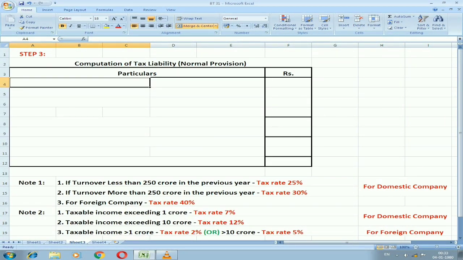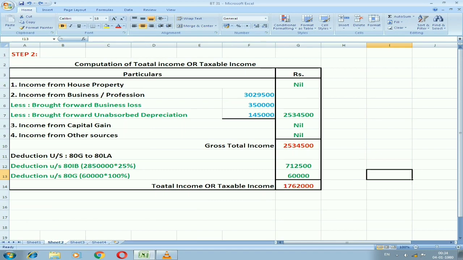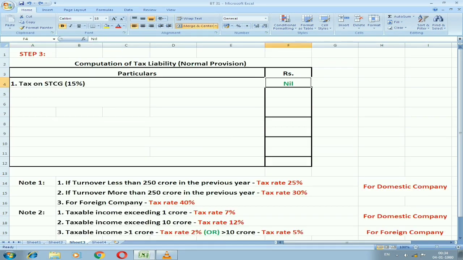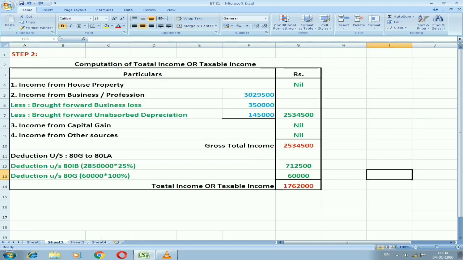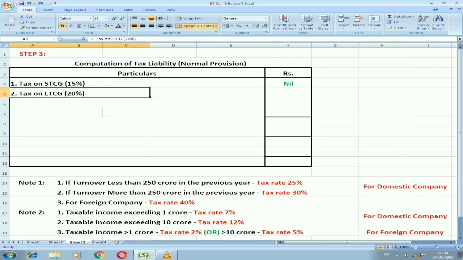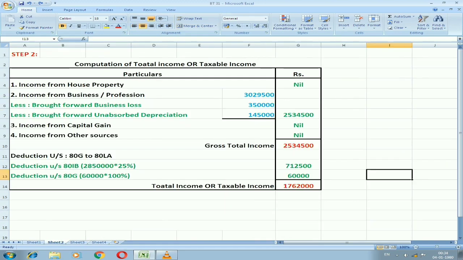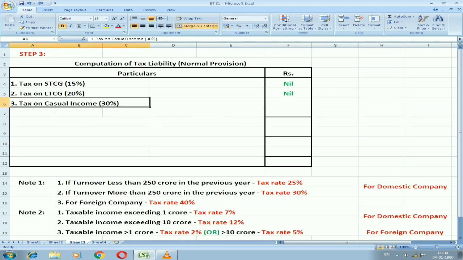Let us go with the third step, computation of tax liability, which is under normal provision. First, we always start with short-term capital gain, which is 15%. This we are supposed to check in the second step what we have done. Here income from capital gains, it is nil. We don't have any capital gains, so then we can consider it as nil. And also we don't have any long-term capital gain, that will be also nil. Next we have casual income. As you can see, other sources doesn't have any income, so you can take that casual income also as nil.